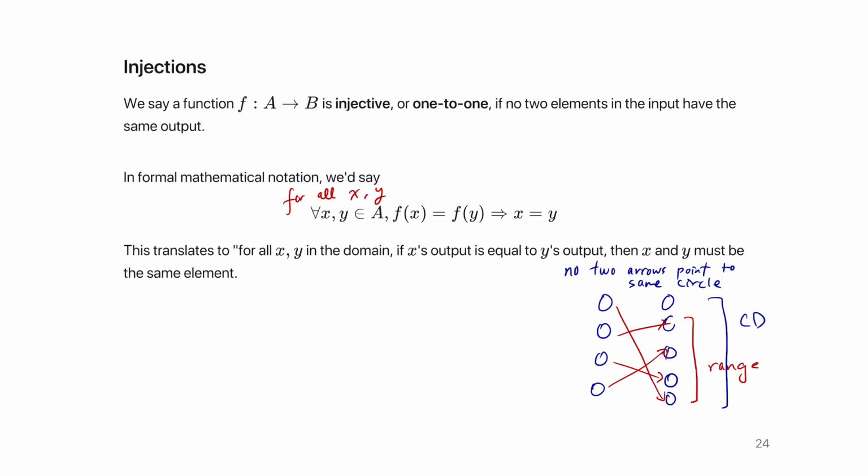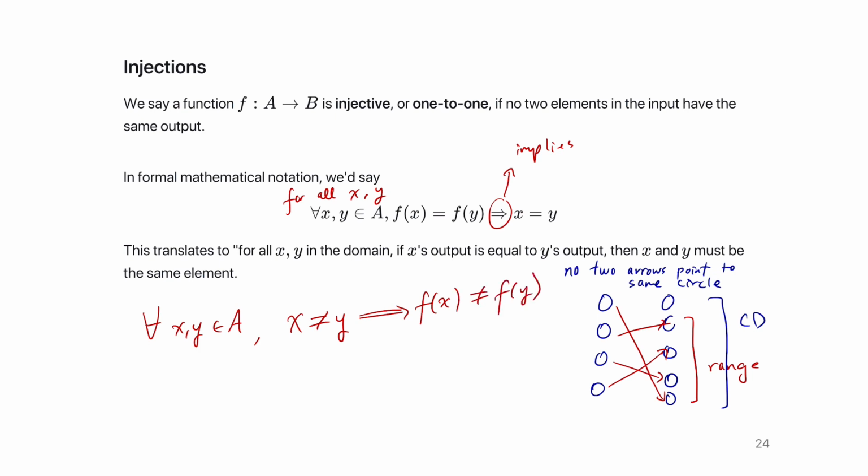Okay? And all we're saying is that no two elements in the input have the same output. An equivalent way of writing this statement is for all X and Y in A, if X and Y aren't equal, and remember this means implies, f of X and f of Y are not equal. That might be a more straightforward way to look at it.